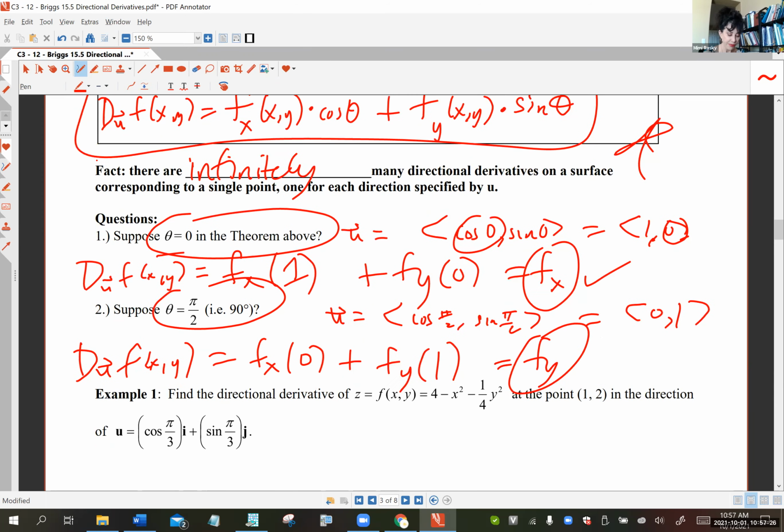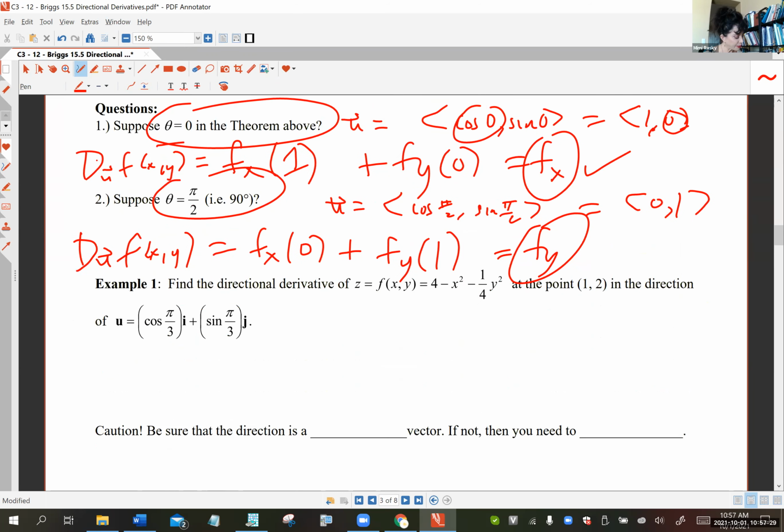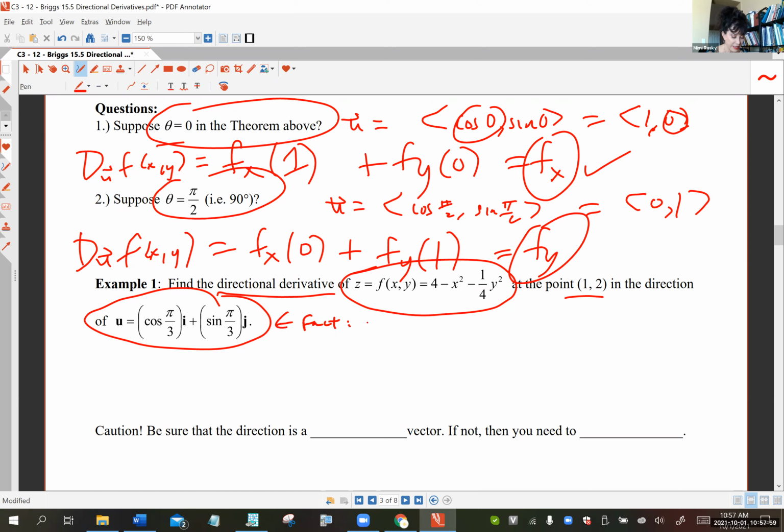Okay? Now, we'll do an easy example and then something a little trickier, and then we're going to have you try one. So here's a nice function of two variables, 4 minus x squared minus one-fourth y squared. At the point (1, 2), they want us to find a directional derivative in this particular direction. They're giving us the direction, and it is a unit vector, thankfully. And you can even check this. I just want to put: fact, this is a unit vector.